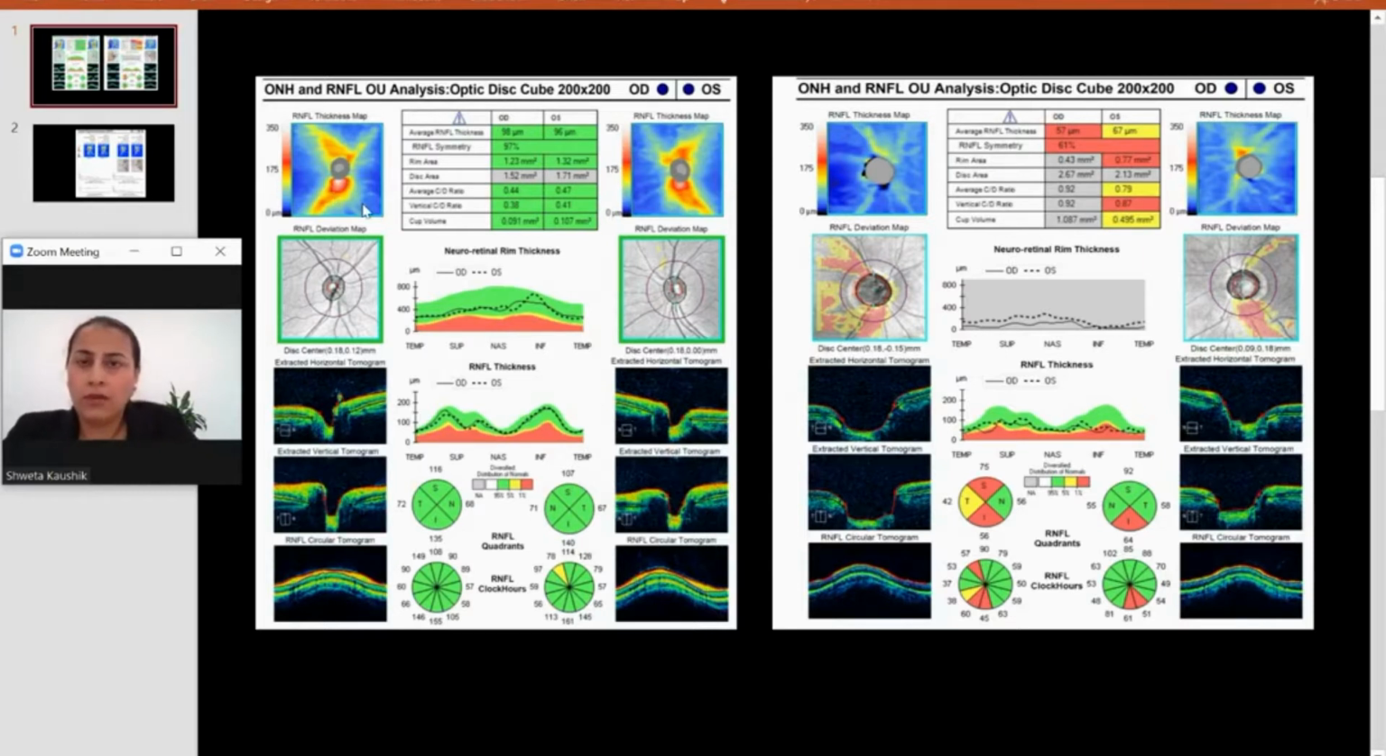So if you have a look here, the red and yellow is pretty similar in both eyes, and this patient probably has quite a normal thickness of nerve fibres.